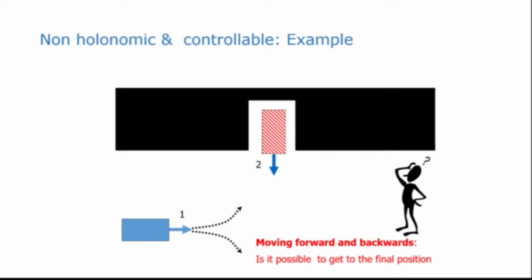So in this case, it is non-holonomic, but it is controllable. How can it do that? For example, it can go like this and then come backward like that. That is one way by which it can go and park. So this is a case which is non-holonomic but is controllable because it can move forward and it can also go backwards. So it is possible to get to the final position.